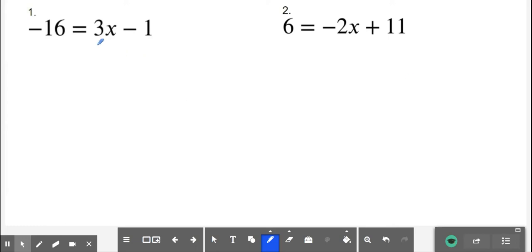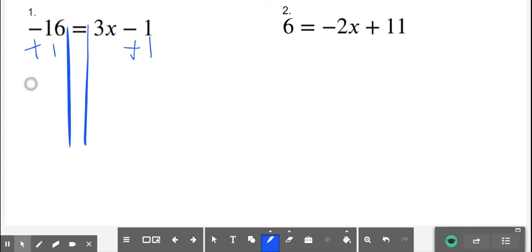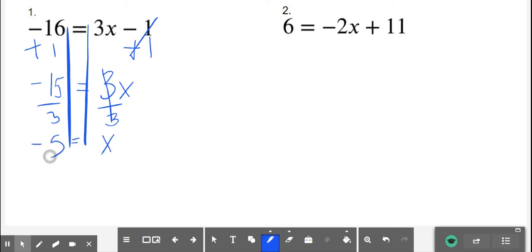Number 1, to isolate x, we have to start by adding 1 to both sides of the equation. When we add -16, we get -15. And when we add 1 to -1, it gets 0. So we're left with 3x. Lastly, we divide by 3 on both sides. 3 divided by 3 is 1. So we're left with 1x equals -5.